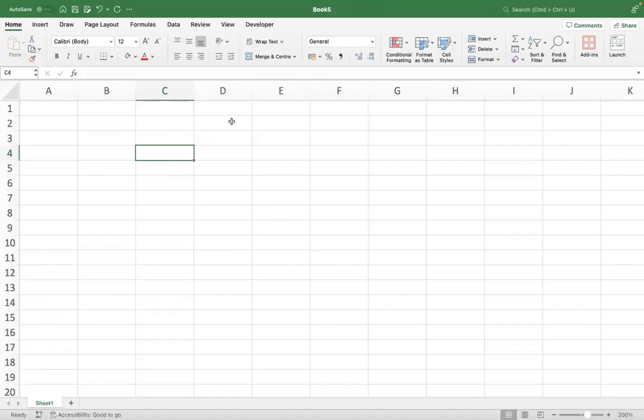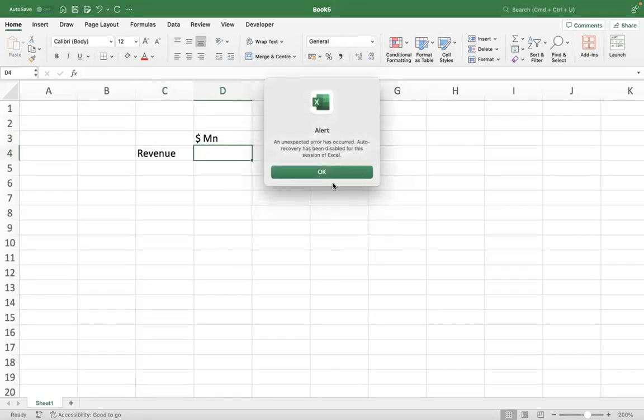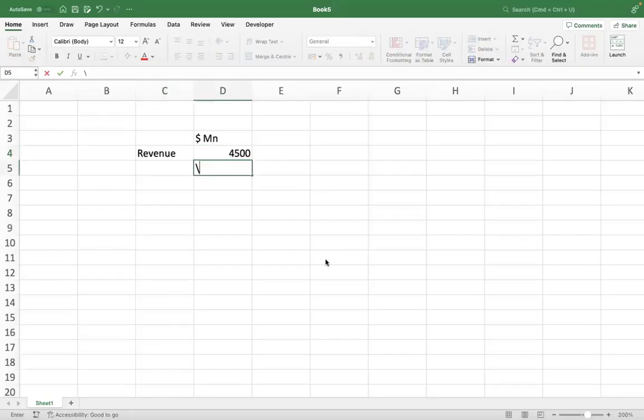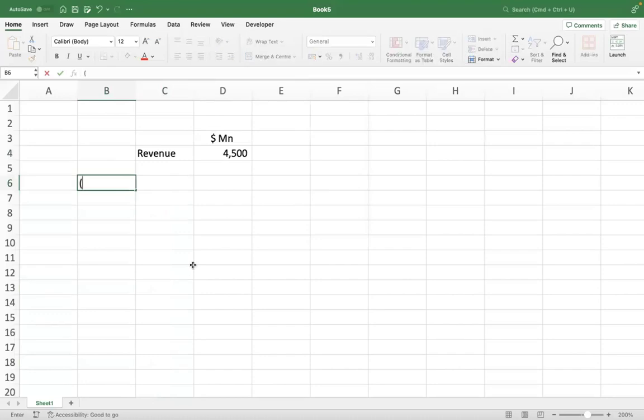Okay, so this particular session is about free cash flow to the firm. So we will start with some arbitrary data. Let's say I have a firm which has a revenue of $4,500 million. Let's say it earns a contribution margin of 60%, which means the COGS is 40%.